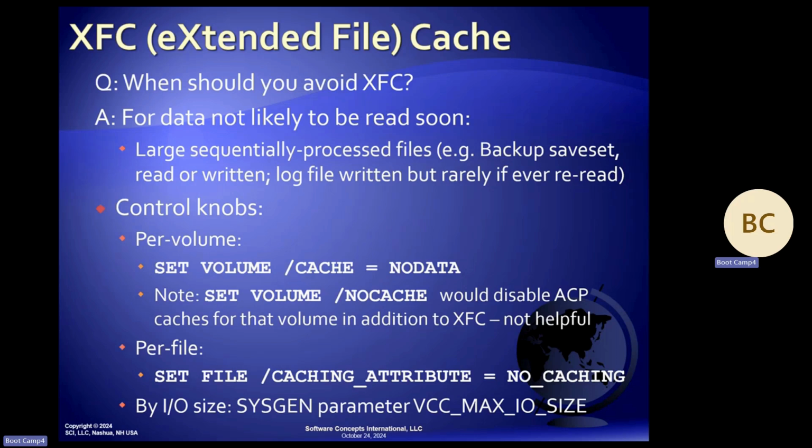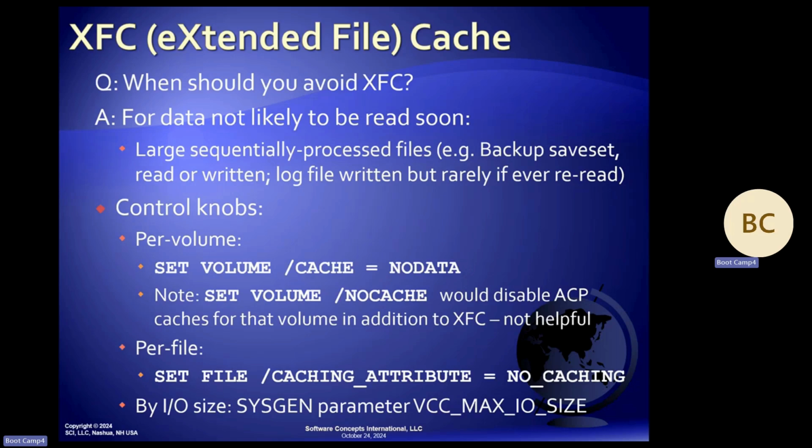How do you control this? Well, you can do set volume /cache=no data. You don't want to do set volume /no cache, because if you do set volume /no cache, that also disables the ACP caches for the rest of the files on that volume. So you can do set volume /cache=no data. And that just disables XFC without disabling ACP caches.